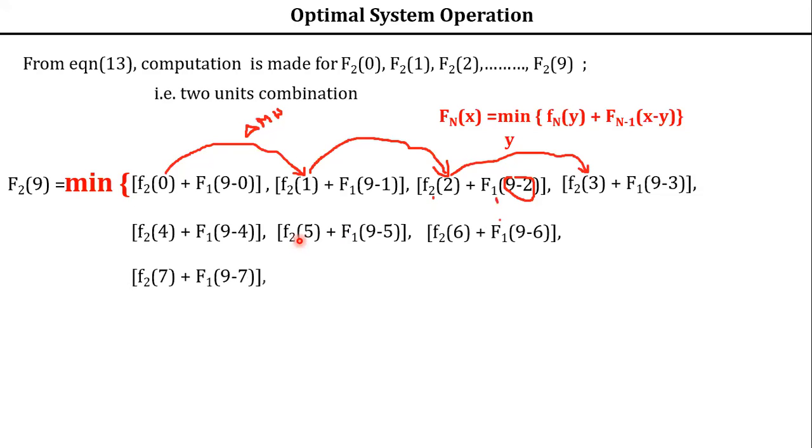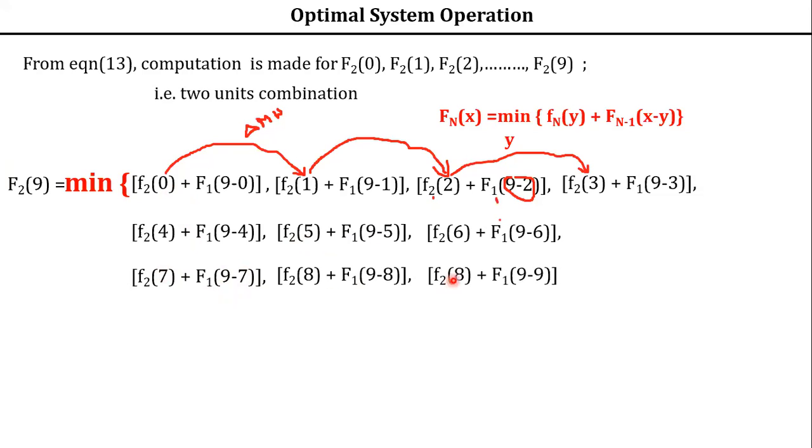Till which point do we go? Till you get capital F as 0, because small f we have started with 0. So you have to write all the combinations till you get capital F as 0. 9 minus 7. Then again this is 7. Next it will be incremented to 8, F2 of 8 plus F1 of 9 minus 8. Then this is F2 of 9.